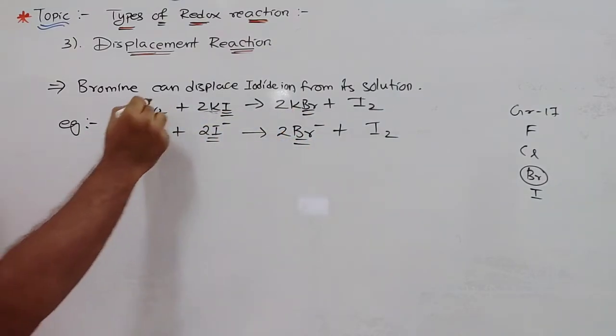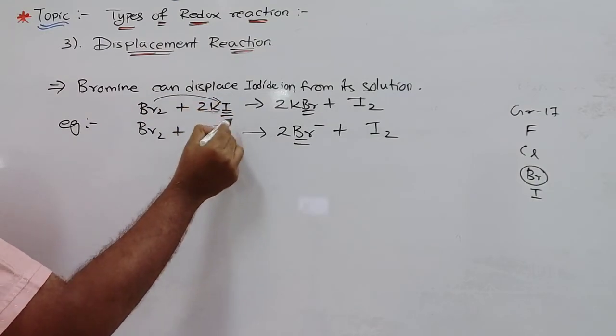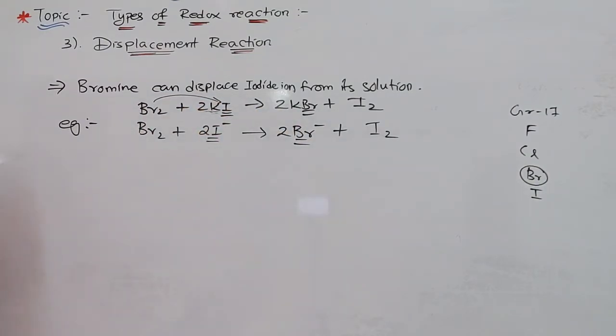So here, who is displacing whom? Bromine is displacing iodide ion from its solution. Now the halogen displacement reactions have a direct industrial application, and the recovery of halogen from their halides requires an oxidation process. Okay, now that process, that is recovery. What is the word? The recovery of halogen from the halides.